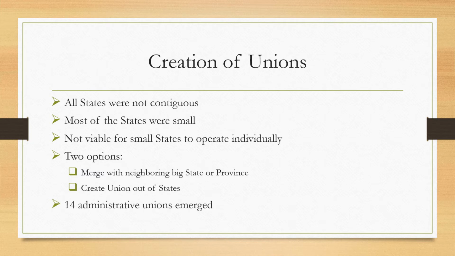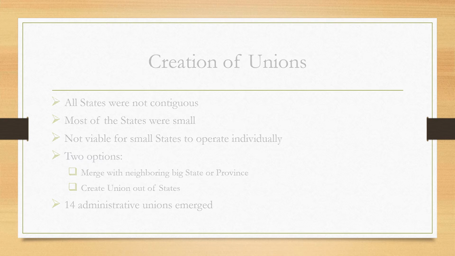Overall, 14 administrative units emerged. Hyderabad and Mysore were left untouched. 216 states were merged into the provinces in which they were situated or to which they were contiguous. 5 states were taken over individually as chief commissioners' provinces under the direct control of the Government of India. 310 states were consolidated into 6 unions.